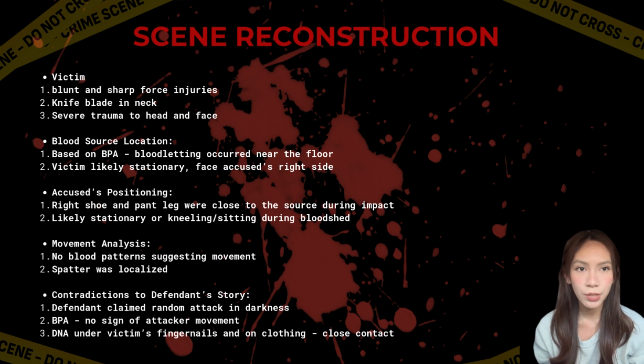The pattern showed that the defendant was most likely stationary, either standing or crouching, rather than moving around. There were no signs of chaotic struggle in the bloodstain pattern, which directly contradicted the defendant's claim of a random attack in the dark. Finally, the DNA evidence found on the defendant's clothing and under the victim's fingernail supported the BPA finding, which confirms close physical contact.